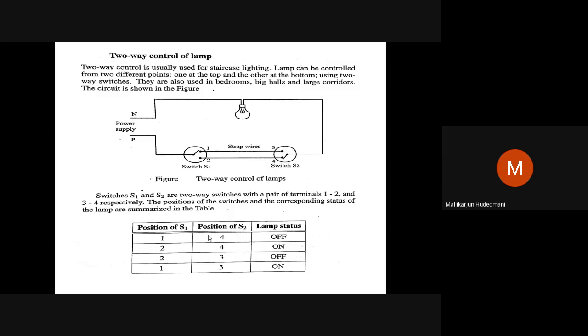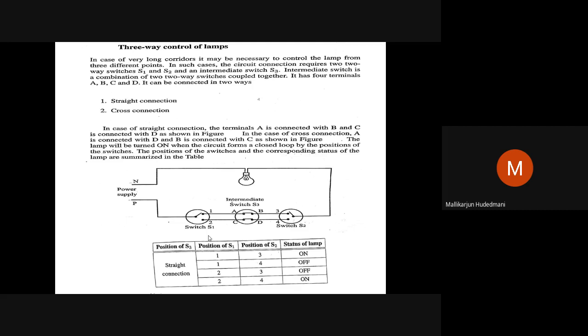This is very simple logic. Therefore, this can be used to control the illumination, to control the device from 2 different points. This is called 2-way control of lamp. Similarly, I have 3-way control of lamp. Is it possible to control a lamp from 3 different points? Yes, it is possible. We call it 3-way control of lamp.